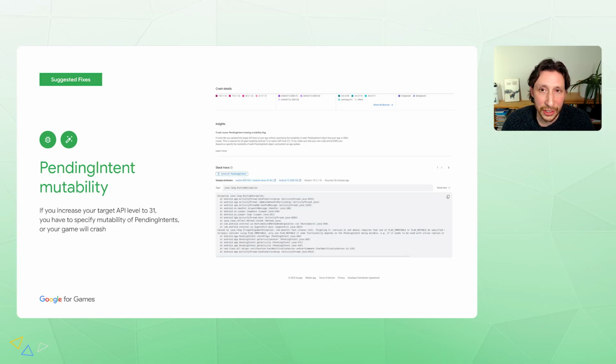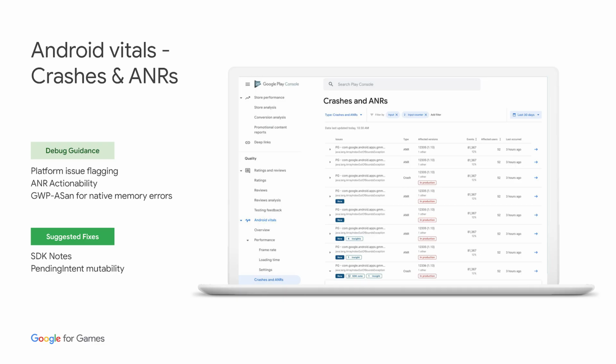If Vitals detects a crash is caused by the pending intent missing mutability, we will show a message explaining the cause and tell you what you need to do to fix it. All of these features are designed to help you make the most of the Crashes and ANRs page, and really designed to help you improve your productivity.